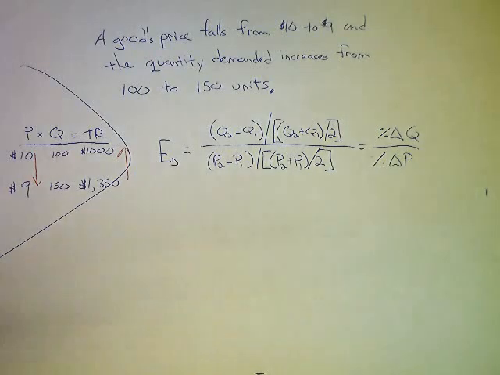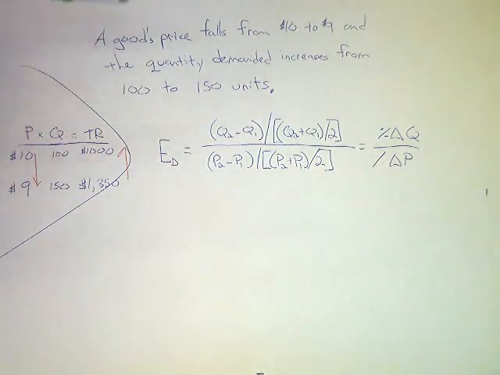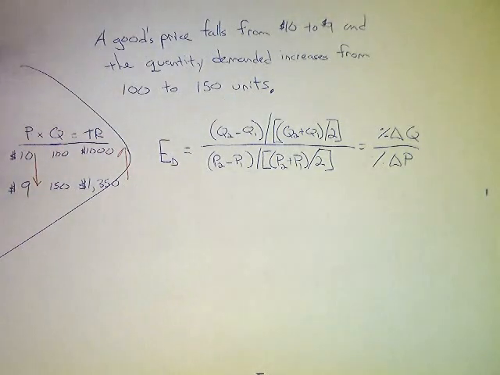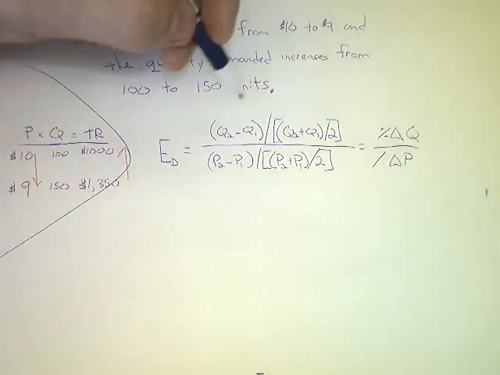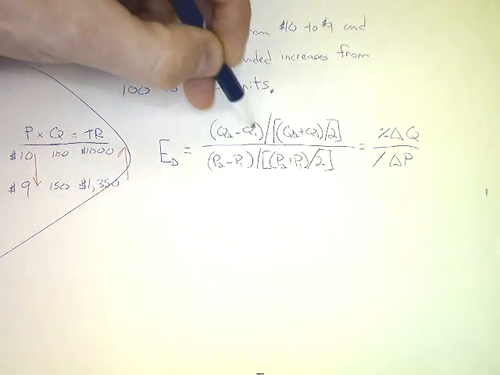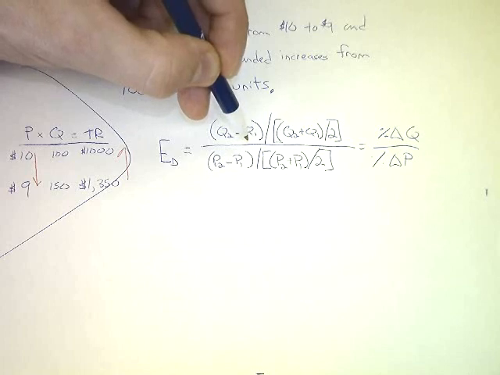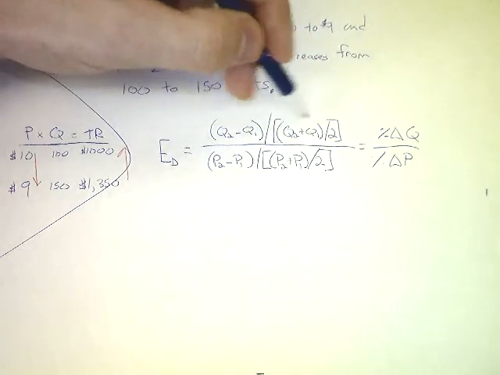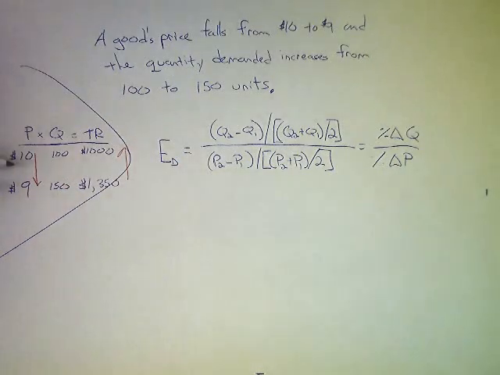Now, one way you could do this problem would be to take the Q1 and Q2 and substitute them in and solve the whole thing. I'm going to show you an easier way to make this process go a little bit faster. As we talked about before, it's the difference between the two quantities divided by the midpoint between the two. So let's take a look at the two quantities. Our quantities are 100 and 150.